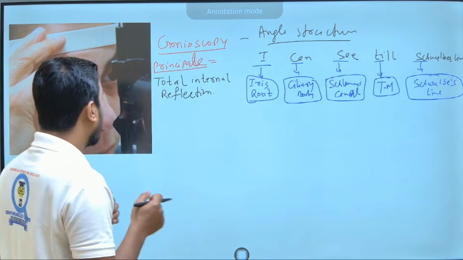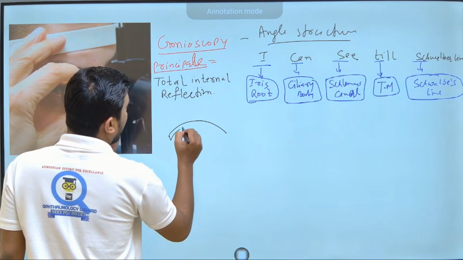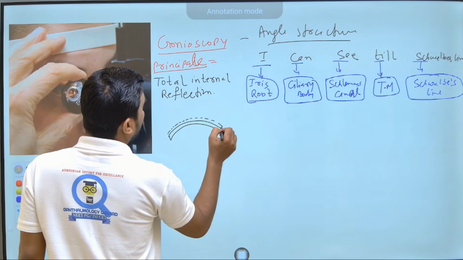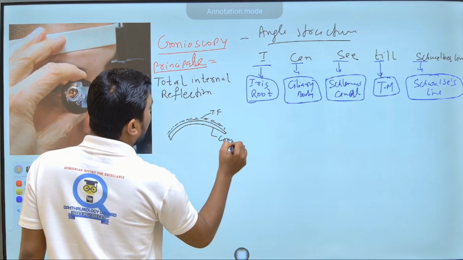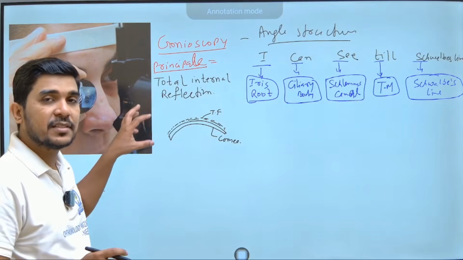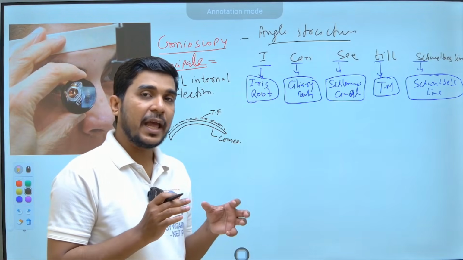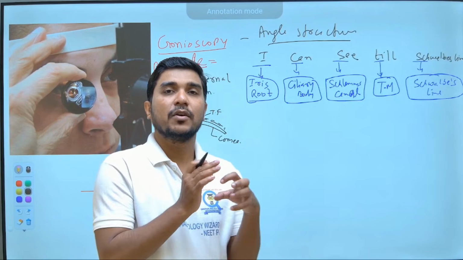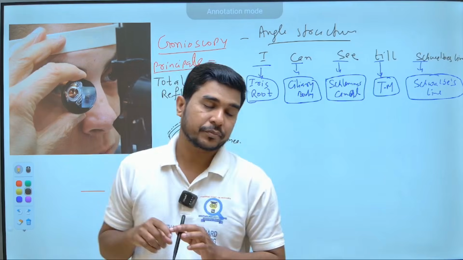Okay, there is a critical angle. Suppose this is the cornea, and this is the tear film. Between these two, there is something called a critical angle. That critical angle is helping us for this total internal reflection when we put this lens here.